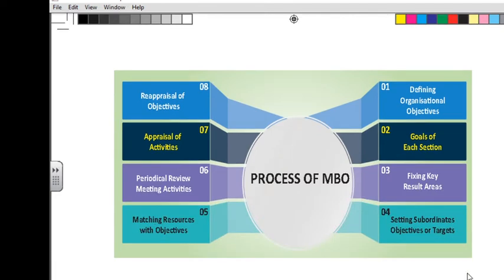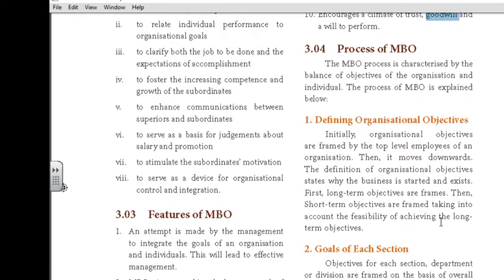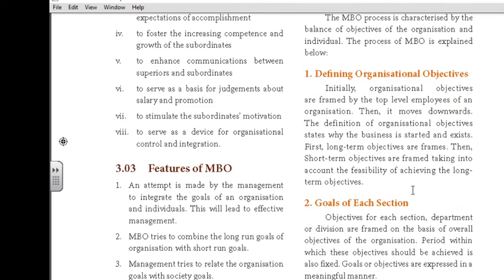Just looking at defining goals of each section, fixing key result areas, setting subordinate objectives, matching resources, periodical review, appraisal of activities and reappraisal of activities. What mistakes have we made? Appraisal is for motivation. If we made mistakes, what is to be done. This is the process. First we'll see about defining organizational objectives.